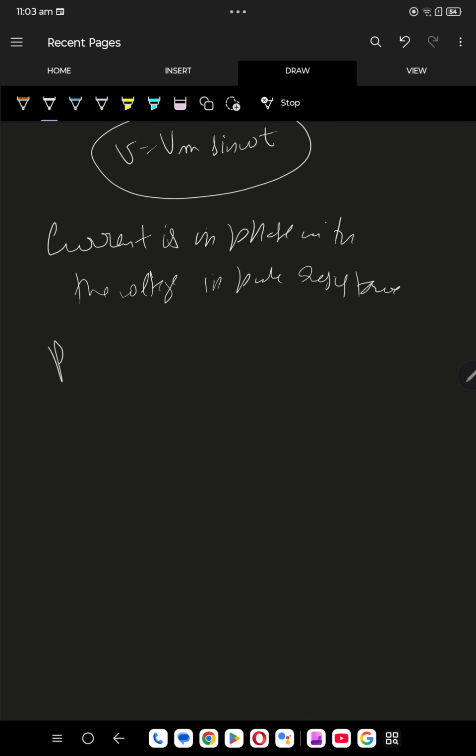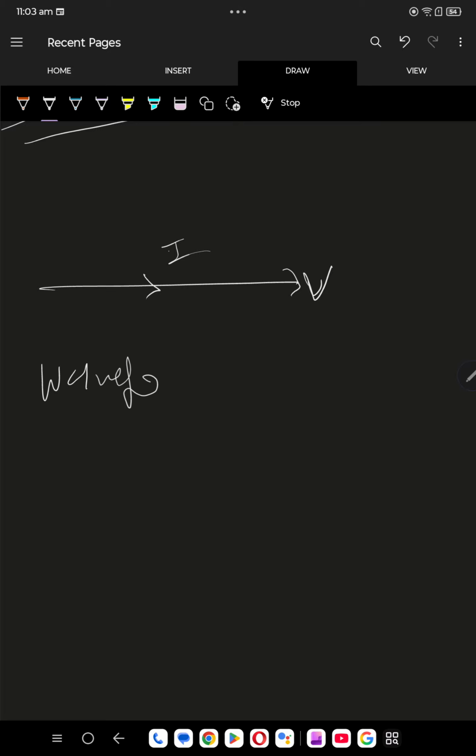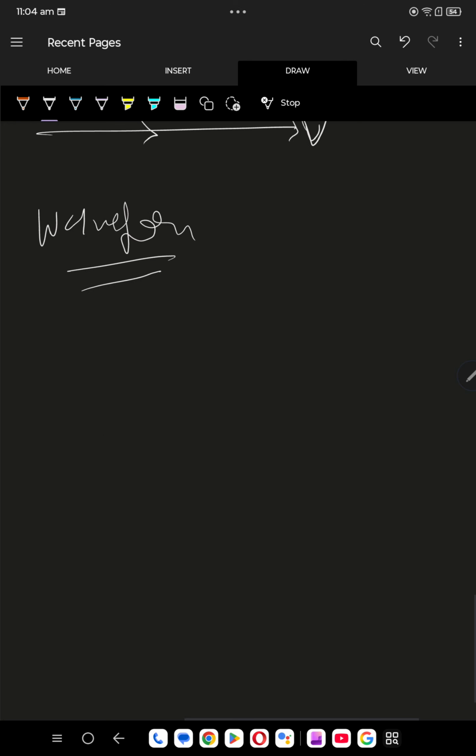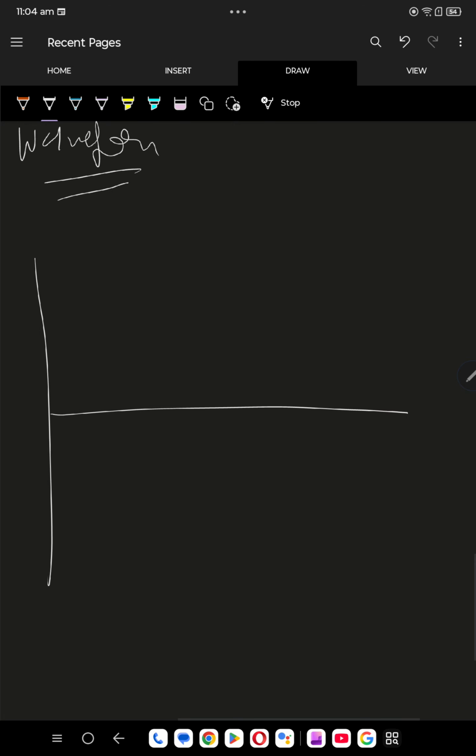Now let's do the phasor diagram. There's no phase difference, so V is here and I is also here, with no phase difference. Now let's draw the waveforms: voltage, current and power. First, let's write the voltage waveform. Only one cycle is enough.